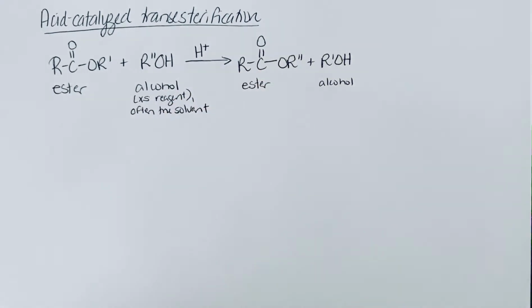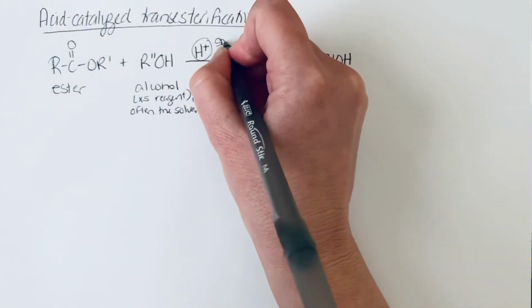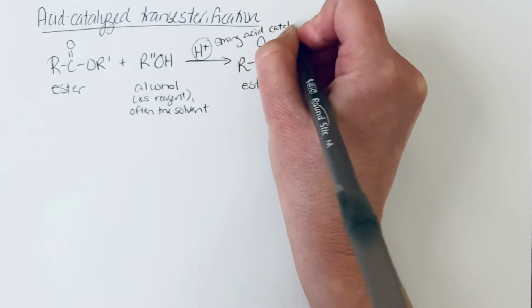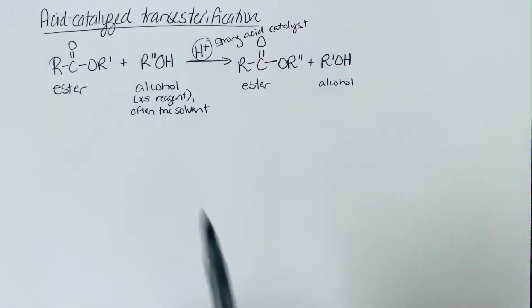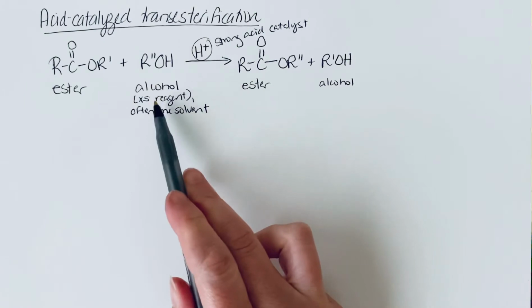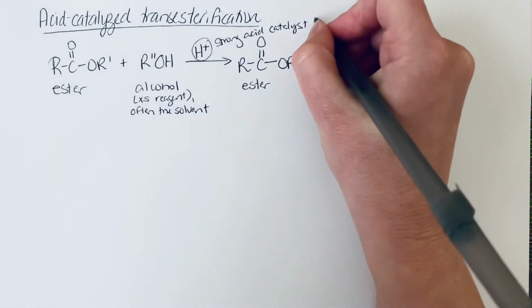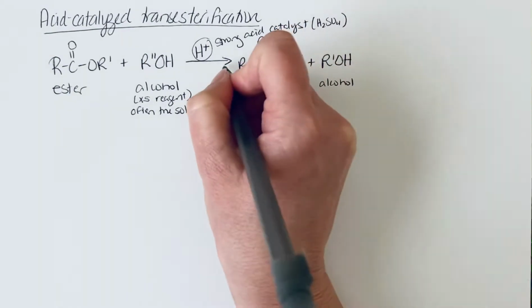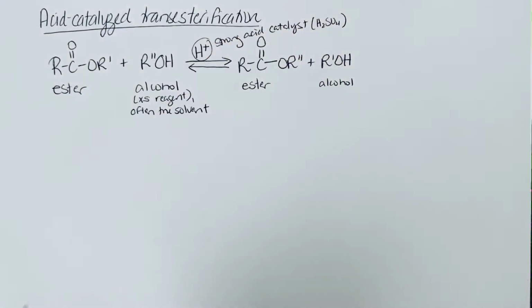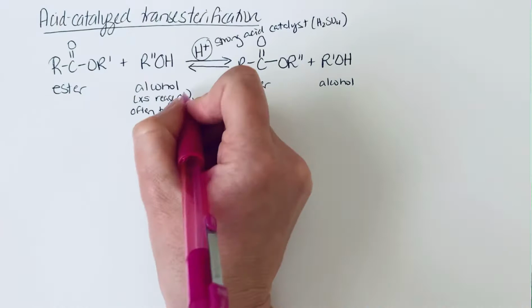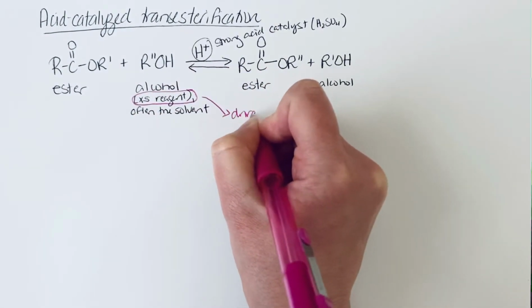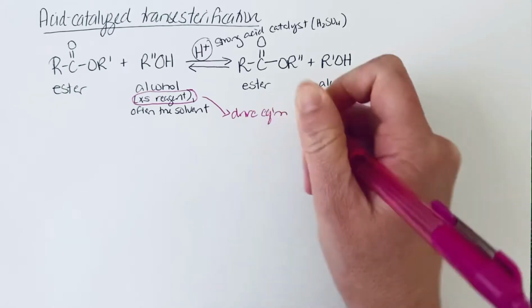And because esters are not that reactive, we also need a strong acid catalyst. So what we'll often do is take our ester and put it in a solution of the alcohol and add in a strong acid catalyst such as sulfuric acid. And this is an equilibrium. So the purpose of that excess reagent is to drive that equilibrium towards products.